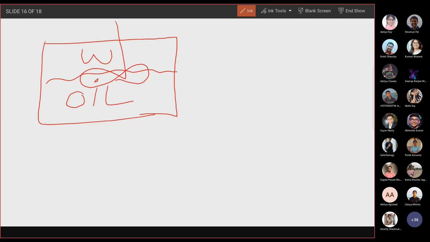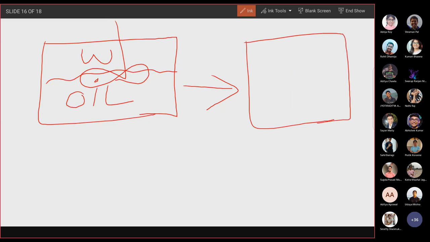Can anyone tell me what will happen? Let's say I take a stirrer and mix it at very high speed. Can anyone just tell me what will happen? Like how it looks like? Will it be like oil and water layers or something else? Will it look as before stirring or something different? Oil droplets in water. Yeah, thank you. Very good. So you will see oil droplets are formed in water.